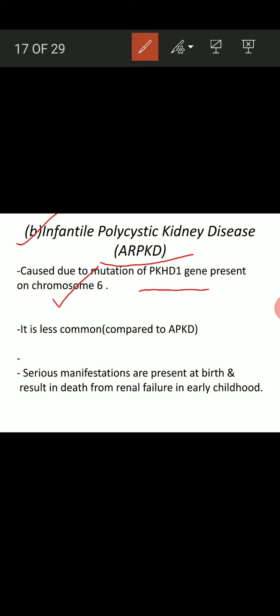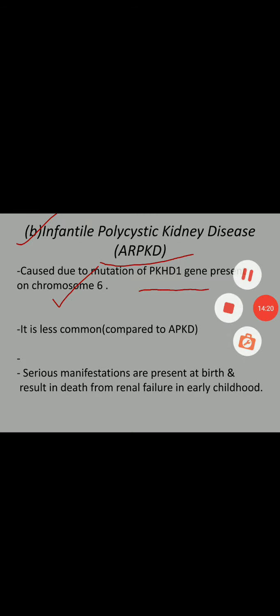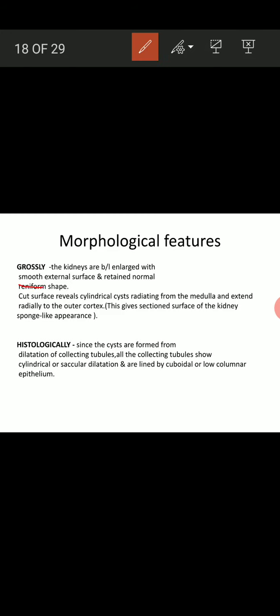Whereas in adult polycystic kidney disease, the clinical manifestations are present at the third to fifth decade of life. Morphological features: grossly, in infantile polycystic kidney disease, the kidneys are bilaterally enlarged with a smooth external surface. So the external surface is smooth.